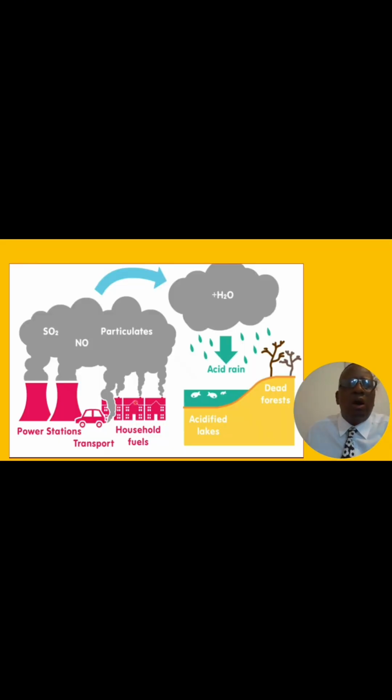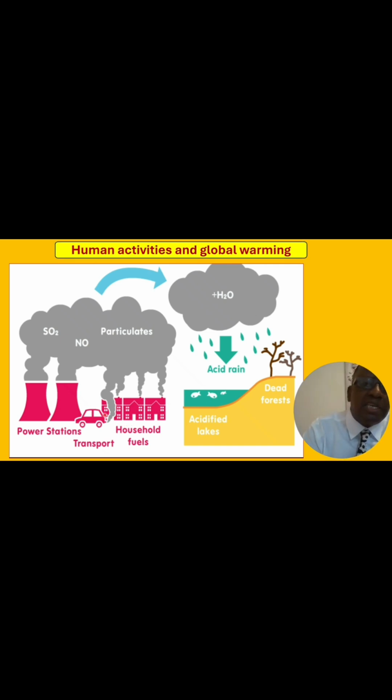Now then, how are human activities linked to global warming? We can see that when we burn fossil fuels in power stations, in our cars and in our homes, we produce these non-metal oxides, sulfur dioxide and nitrogen oxide. And these oxides, when they dissolve in water, form acid rain. Acid rain sadly acidifies our lakes and kills aquatic life, and also kills trees and plants.